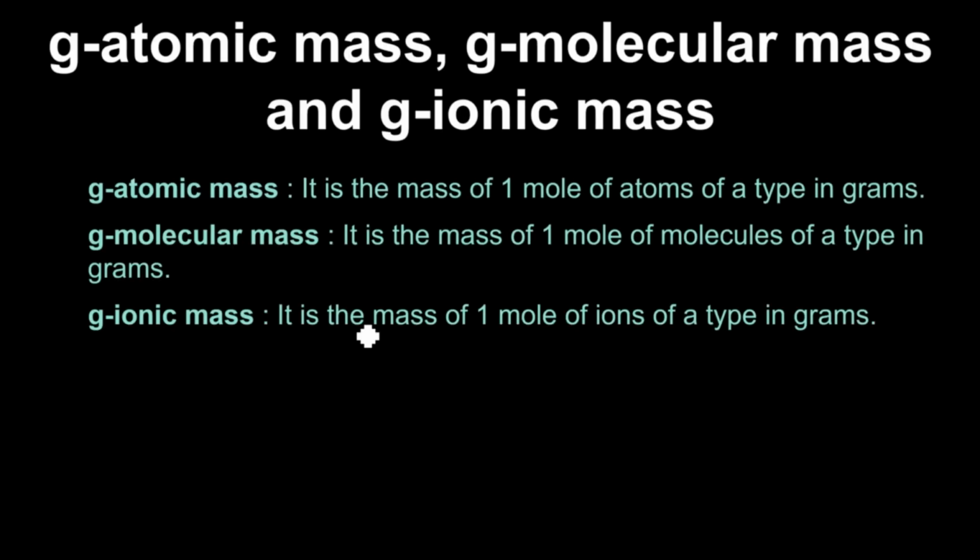To the next concept, that is gram atomic mass, gram molecular mass and gram ionic mass. These terms can be confusing, but they are not. Just understand these terms. Gram atomic mass is the mass of 1 mole of atoms of a type in grams. And gram molecular mass is the mass of 1 mole of molecules of a type in grams. We are just taking it in grams: atomic mass in grams, molecular mass in grams, and ionic mass in grams. Okay.